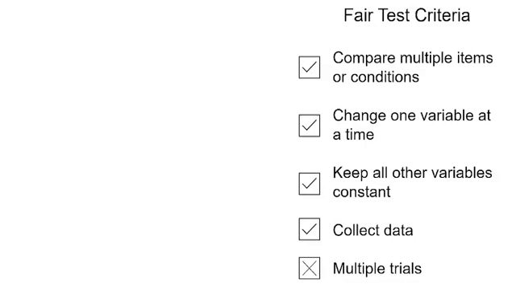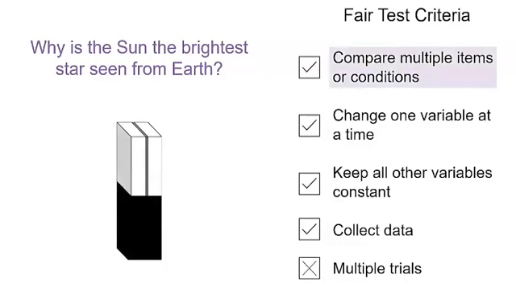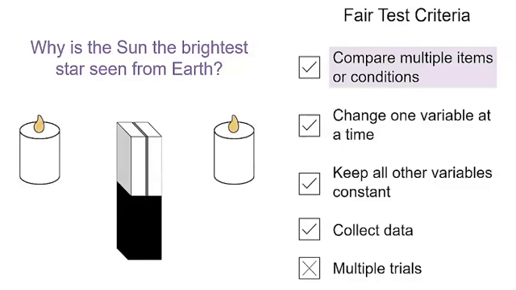Let's set up an investigation using the FAIR test criteria. Remember, we are investigating the question, why is the sun the brightest star seen from Earth? We need to consider the actual brightness of the light sources as well as the distance between the light sources and the device. To start, let's use the Myers Light Intensity Comparer to compare two identical light sources like these LED candles. We can only change one variable at a time, so which variable should we change?